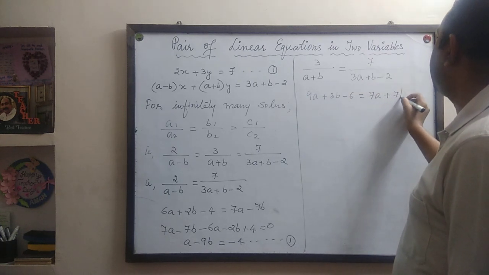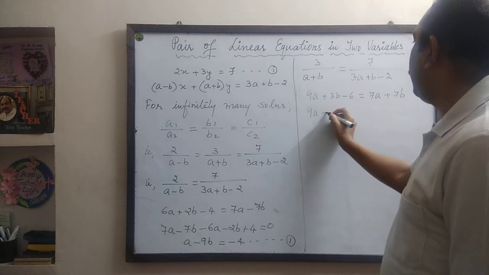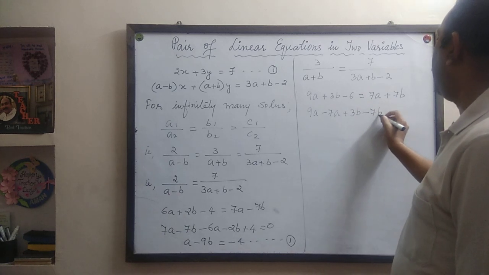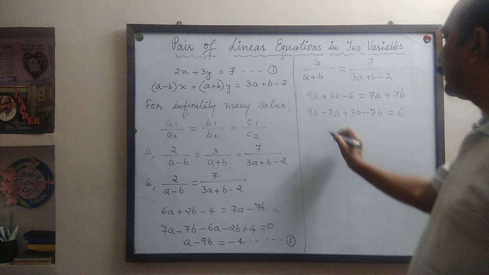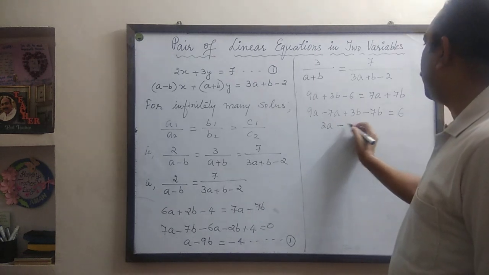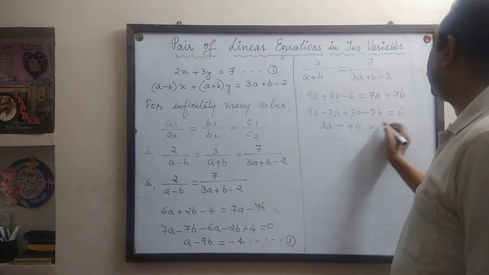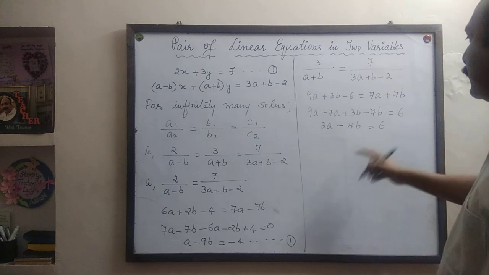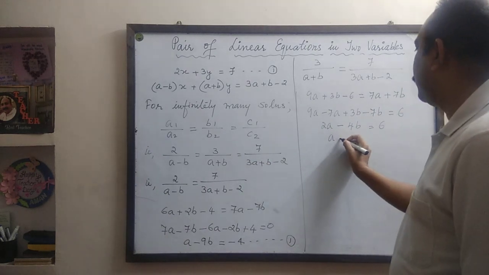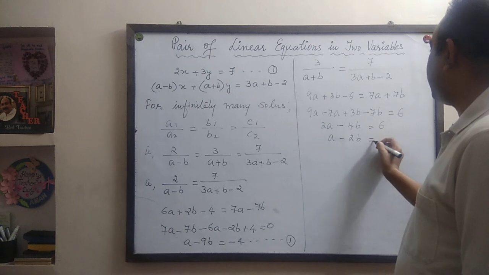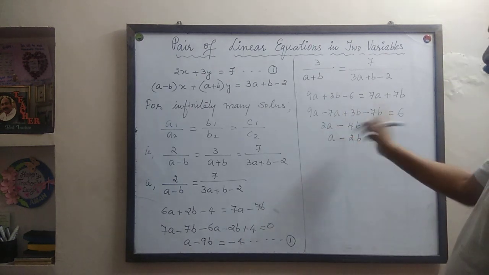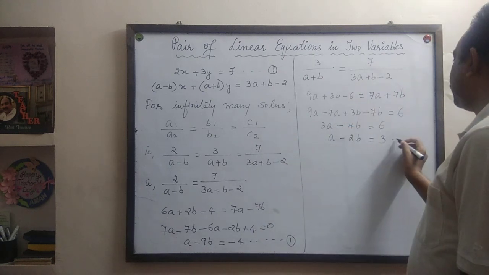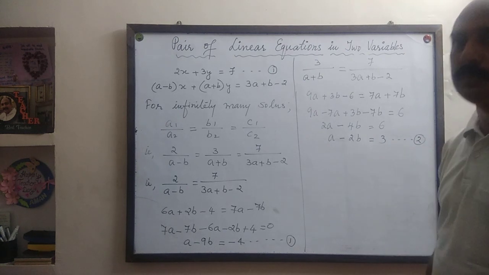7A plus 7B. 9A minus 7A plus 3B minus 7B equal to 6. 2A minus 4B is equal to 6. Taking 2 common from LHS and RHS and cancelling, it will become A minus 2B is equal to 3. This is equation number 2.